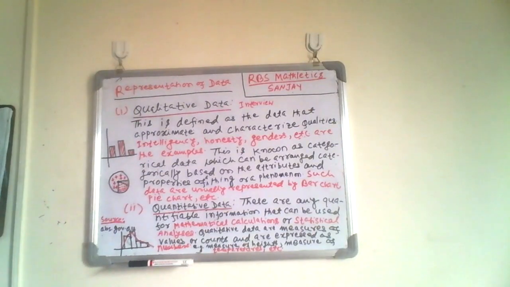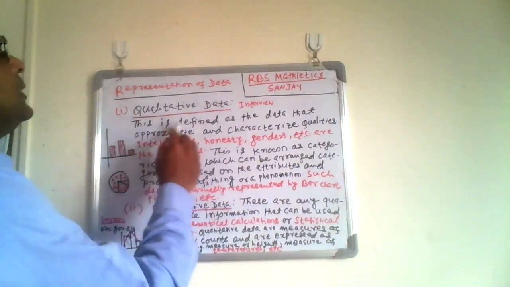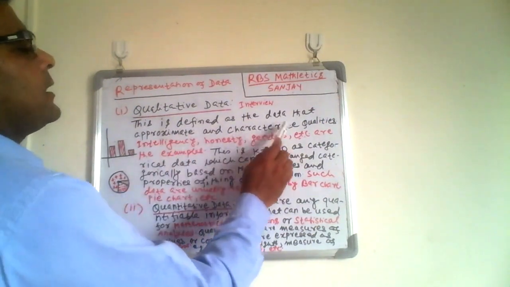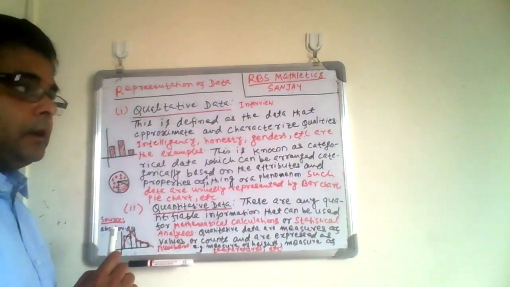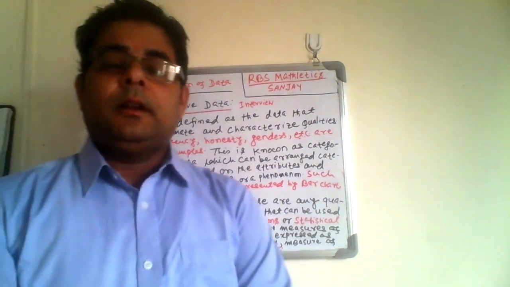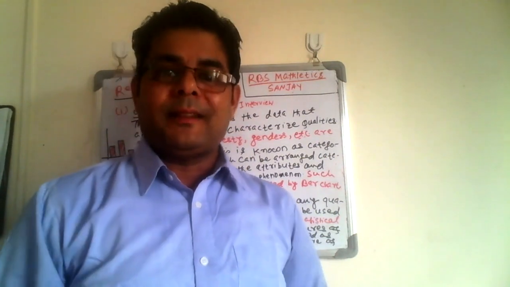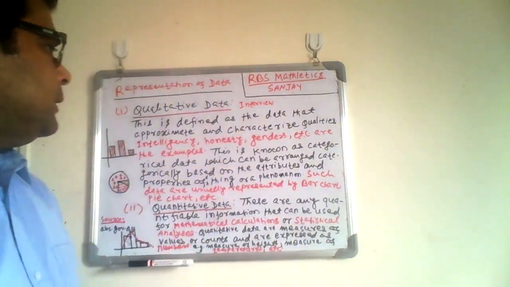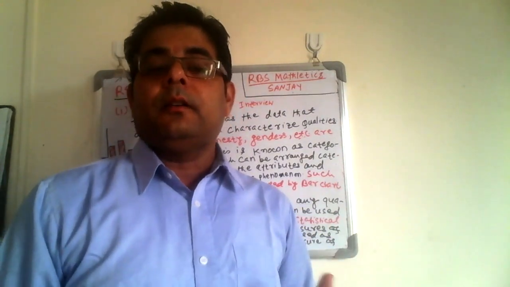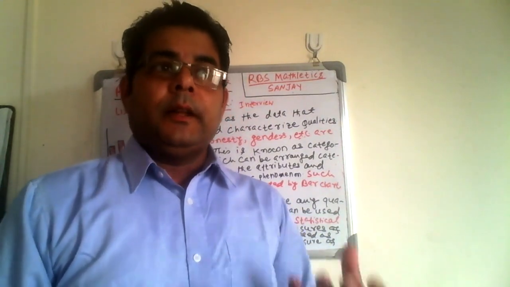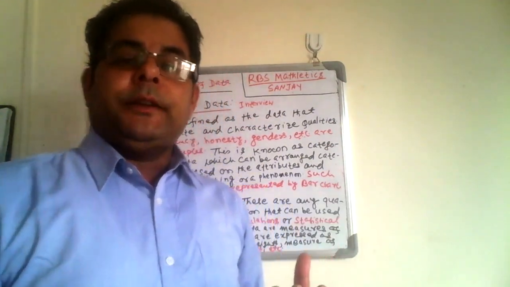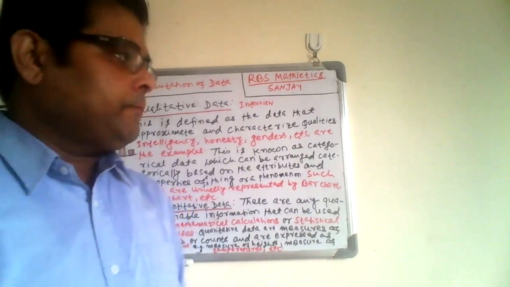Here, you can see that this is defined as the data that approximate and characterize qualities. Qualities can be in the form of gender, personality, or anything that exhibits a particular type or different types of qualities. Those sorts of information come under the qualitative set of data.